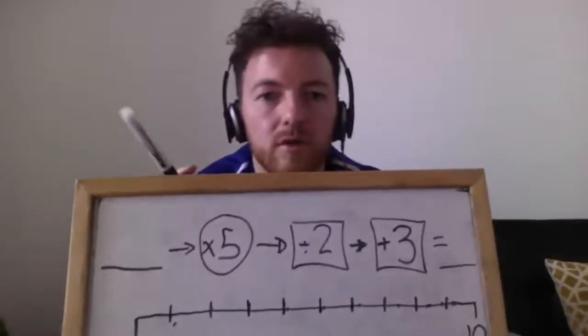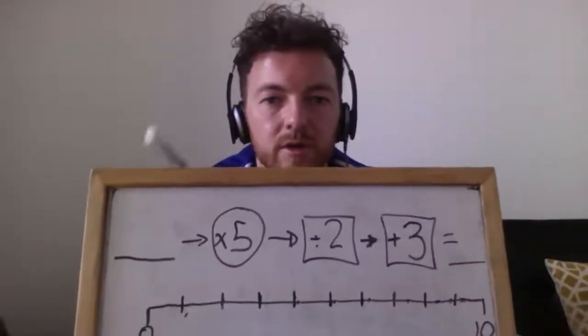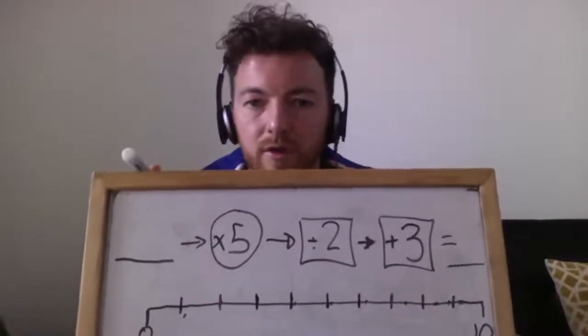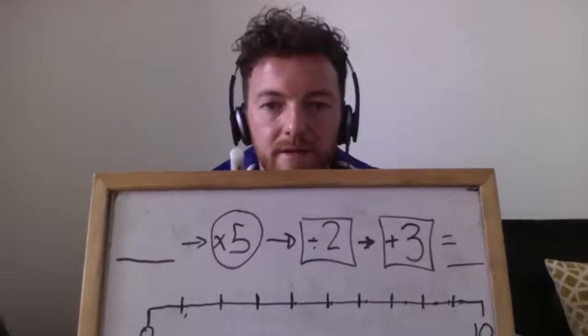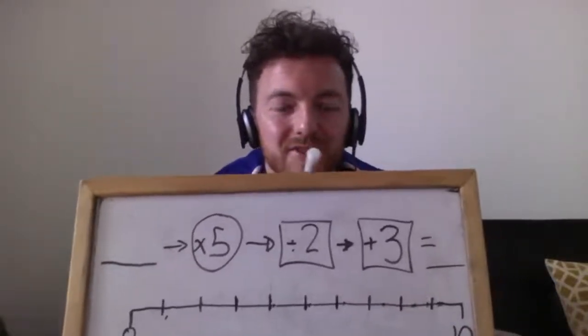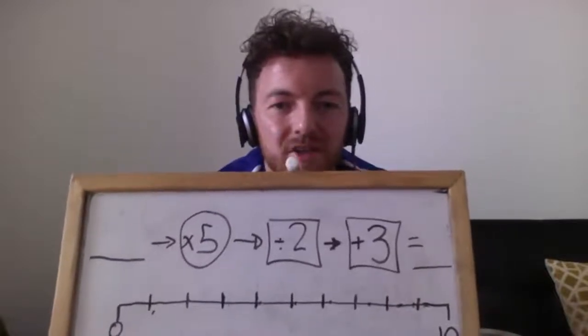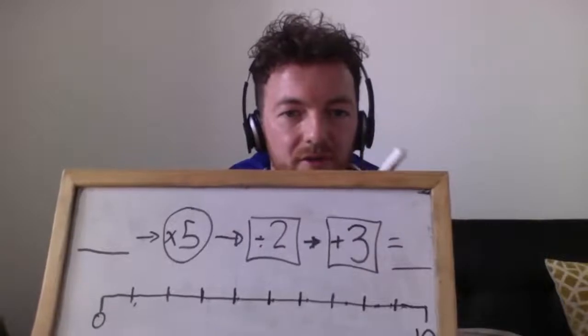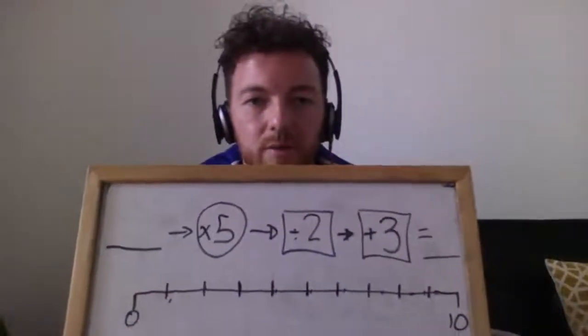So I'll run through two of these just to see how they work. I'm going to pick, say, the number 300 to start with. So we've got 300, we multiply it by 5, we should have 1,500. 1,500 divided by 2, 750. 750 add on 3 is 753. So that's how that one would have worked.